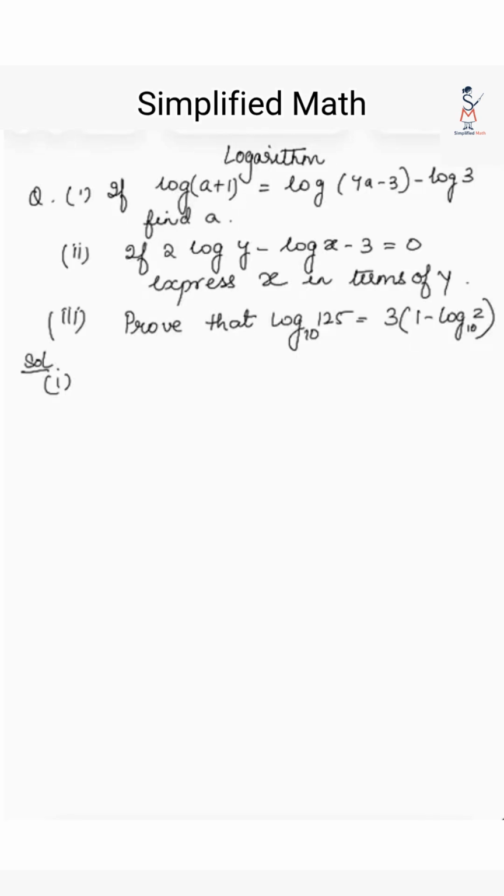Hi, we are doing logarithm. There are three parts to this question. We'll see the first part. That is, if log(a + 1) is equal to log(4a - 3) minus log 3, you have to find a.